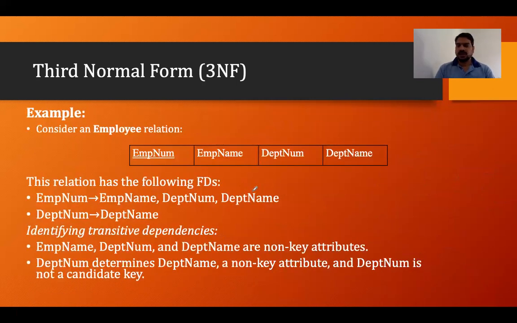Let's see this example. I told you the simple example. Let's see this particular example and try to understand. Now this is the employee relation or employee table where we have employee number, employee name, department number and department name. Now we have two functional dependencies. First, employee number is determining employee name, department number and department name. And department number is determining department name, right?